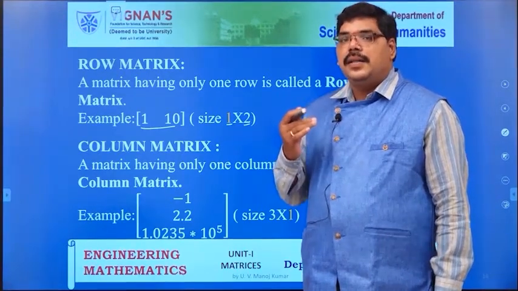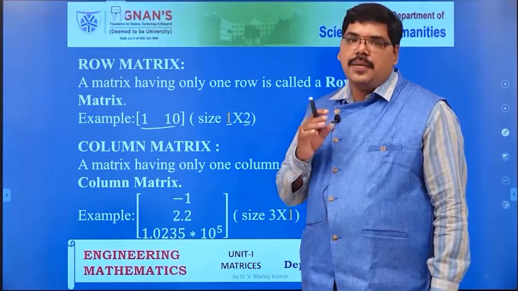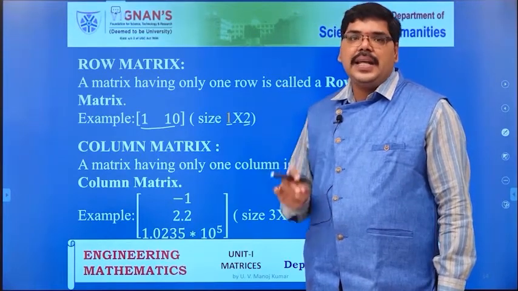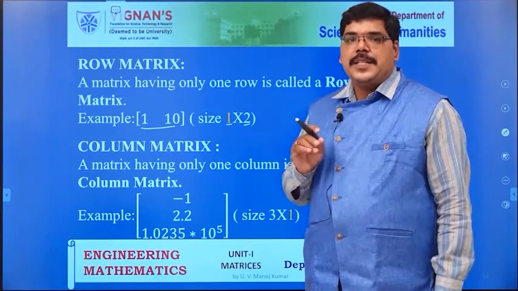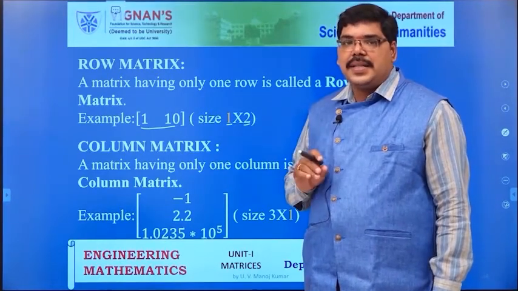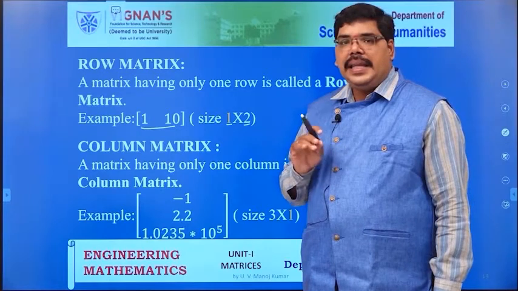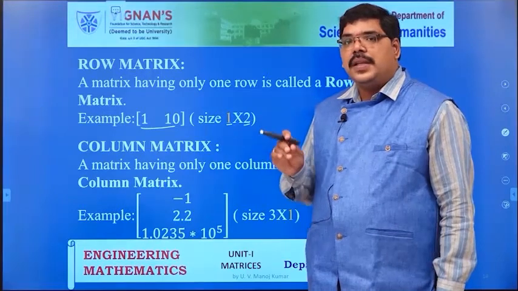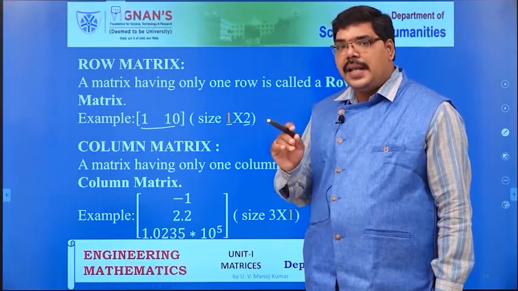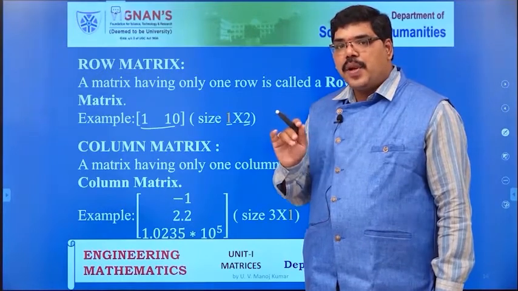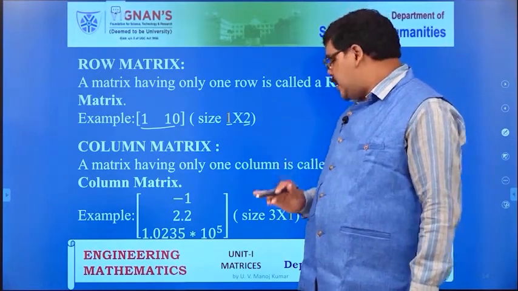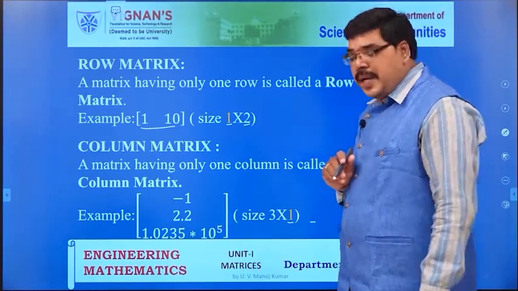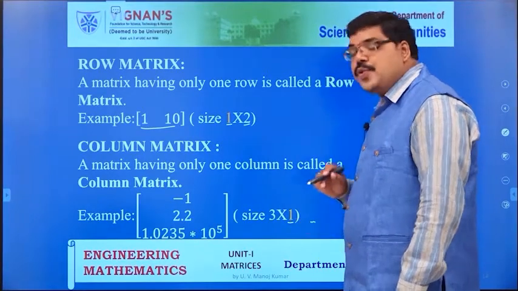Next, the second one in this classification is column matrix. Column matrix means all the given elements are arranged in a vertical way. In a column matrix, there is always one column, and any number of rows are allowed. When elements are arranged in a single column, the matrix is said to be a column matrix. If you are writing the size of the matrix, the number of columns should always be 1.